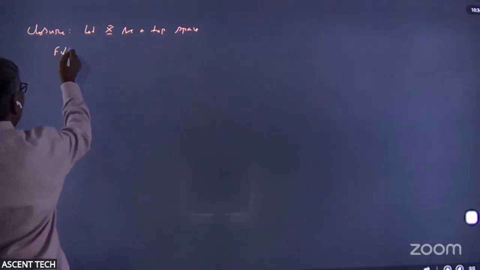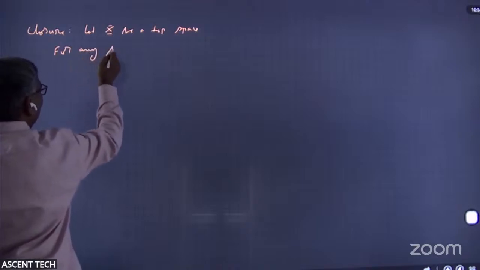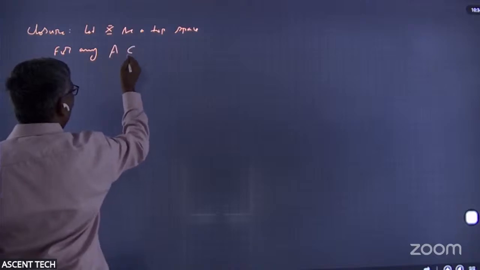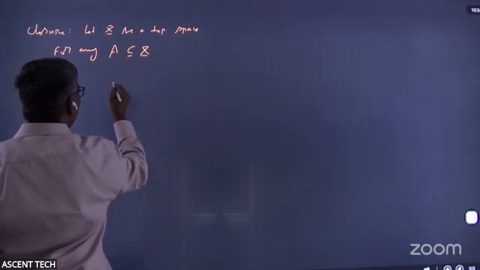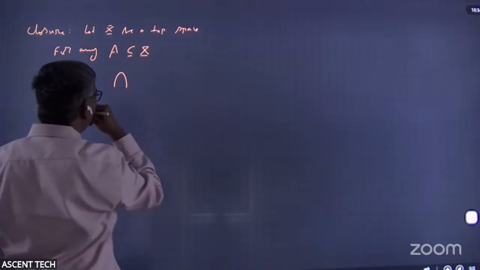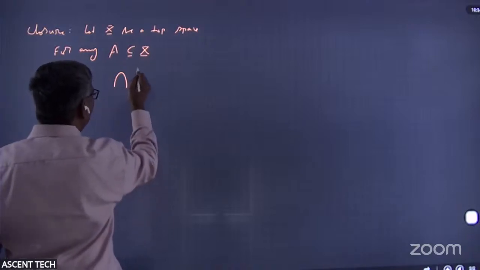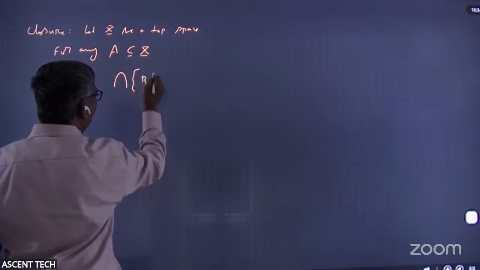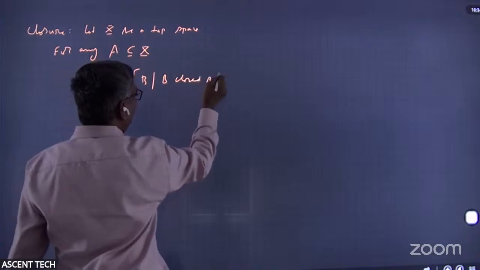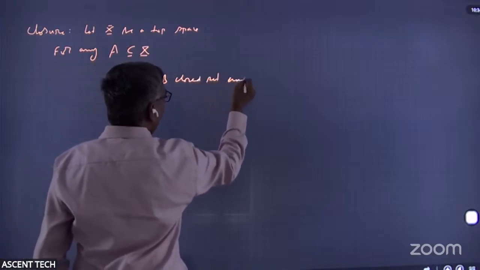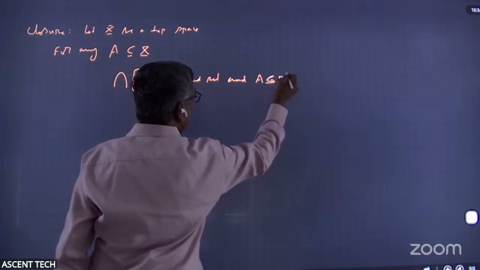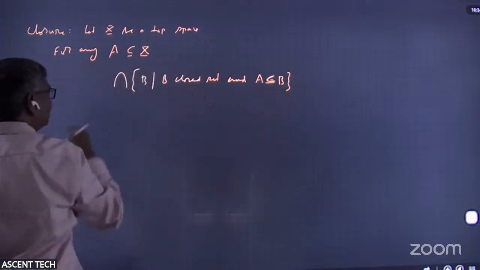For any subset A of X, I'm going to look at the intersection of all closed sets which contain A. So the intersection of all B, where B is a closed set in X and B contains A. Okay, I look at this intersection of all such B.